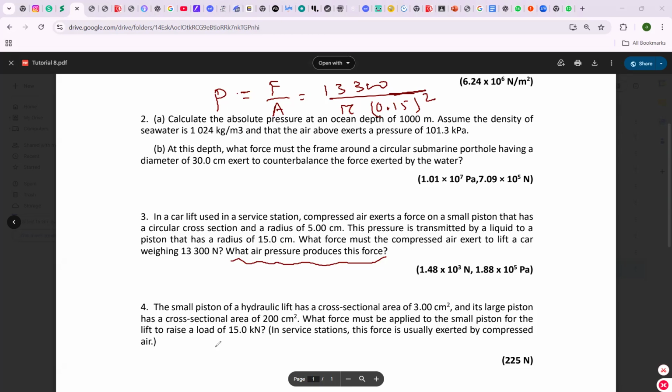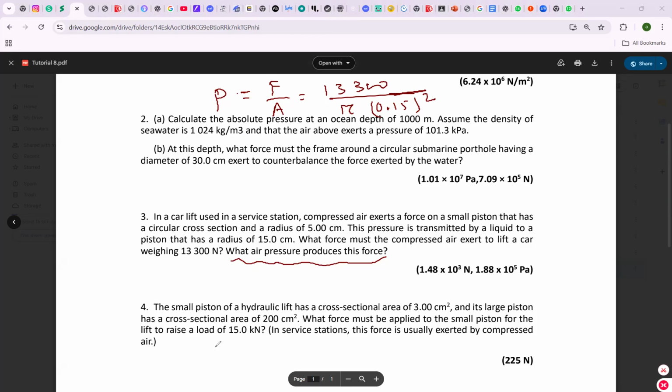The small piston of a hydraulic lift has a cross-sectional area of, and its large piston has a cross-sectional area of. What force must be applied to the small piston for the lift to raise a load of 15 kilonewton? This force is usually exerted by compressed air. So basically I have a small piston of a hydraulic lift. Hydraulic means liquid, right? Yes, same thing.